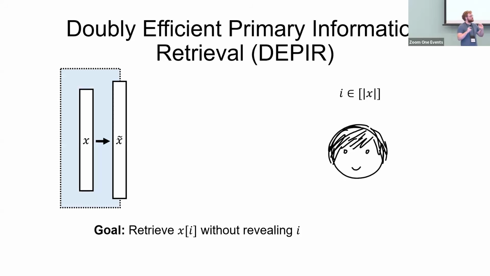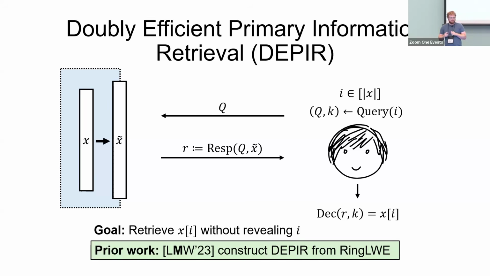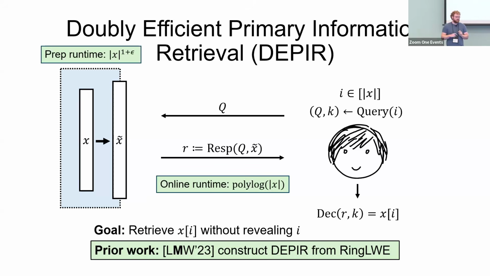The way this works is the server does an offline preprocessing that is one-time, deterministic, and fixed. Only then the client can send a query, the server can respond, and the client can recover the output. The online phase of this protocol is sublinear. The recent work by the same authors constructs DEPIR from the ring LWE assumption, and they get online runtime that is polylogarithmic in the database size, and the preprocessing time is slightly superlinear in the database size.